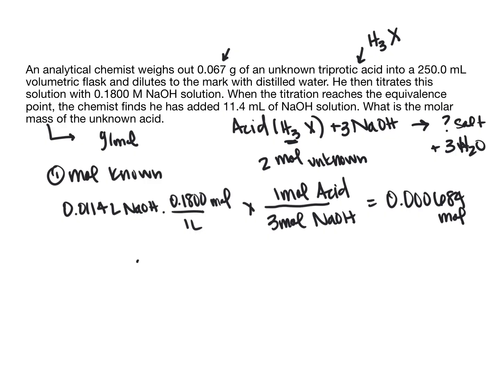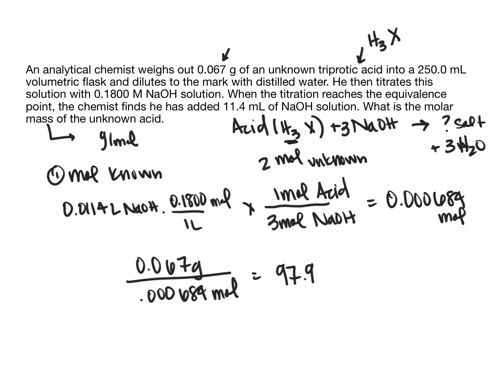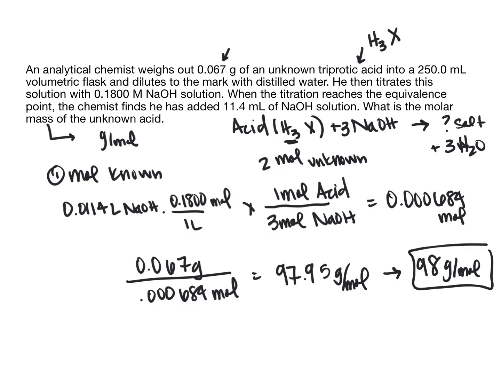So if we know that we have 0.067 grams, and that is equivalent to 0.000684 moles, when you plug this in your calculator, you're going to get 97.95 grams in 1 mole. And per the significant figures, that is going to round to 98 grams per mole. So this is just a slightly different version of the final calculation.